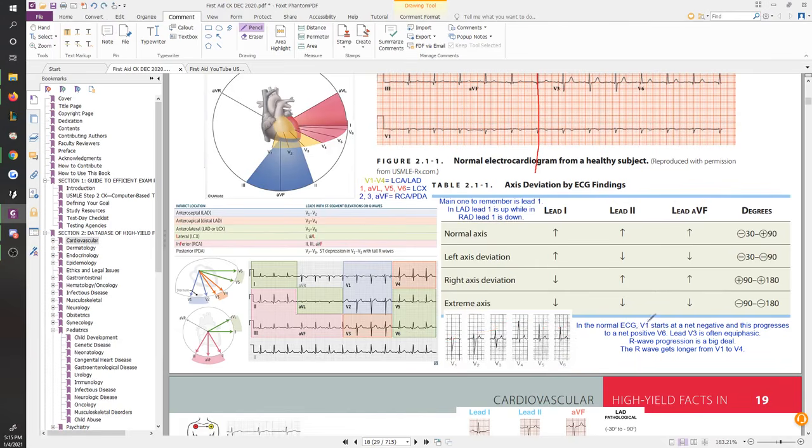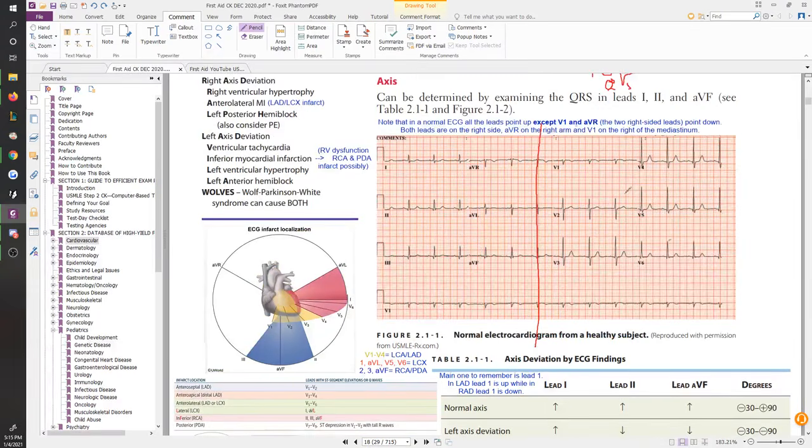So in the normal ECG, V1 starts at a net negative, and this progresses to a net positive in V6. Lead V3 is often equiphasic, where it's going to be equally as tall on the top and equally as tall on the bottom, right? So that's why it's equally as positive and negative, equiphasic in V3. The R wave gets longer from V1 to V4, and that's that slope you're seeing right here. And then it gets a little shorter after that. So that's your good, normal, healthy R wave progression.